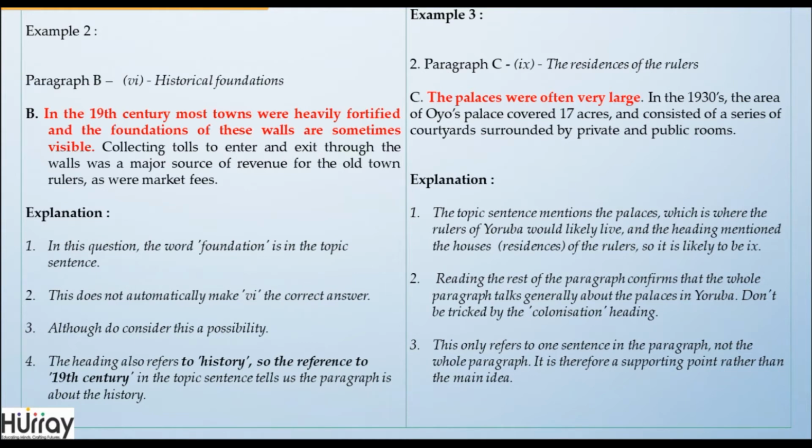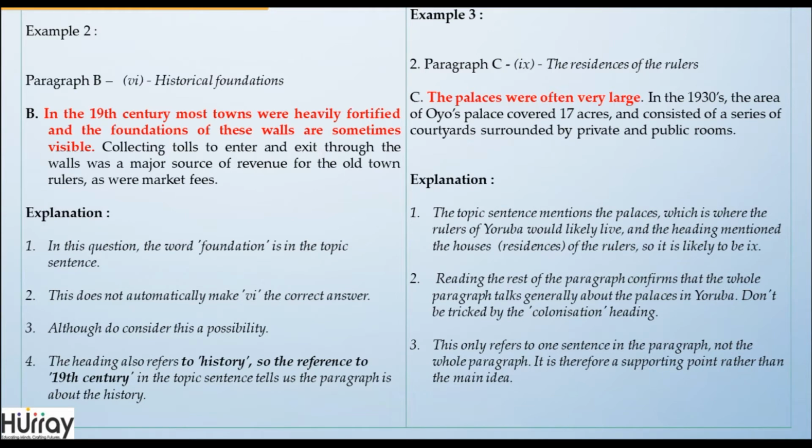You consider this possibility. The heading also refers to history. So the reference to 19th century in the topic sentence tells us that the paragraph is about history. Therefore, we need to select historical foundations, and not because the word foundation is given, because the word foundation refers to the foundations of the walls. Let's look at example 3.